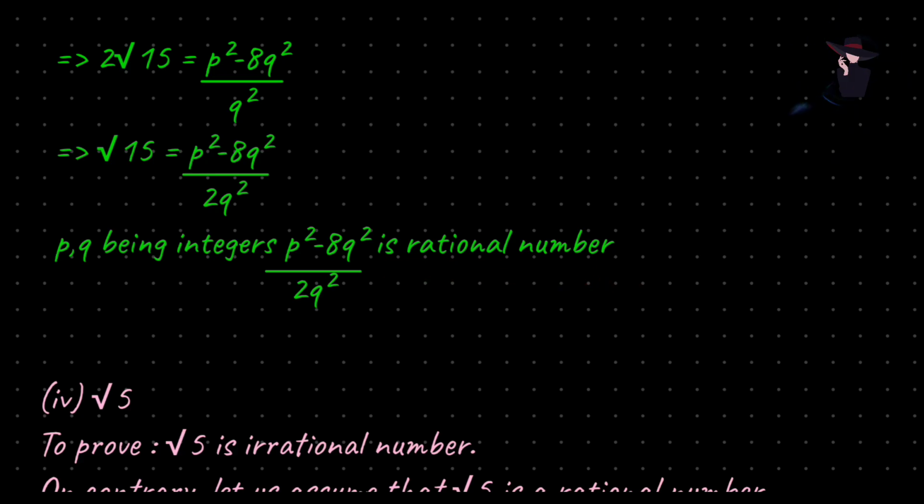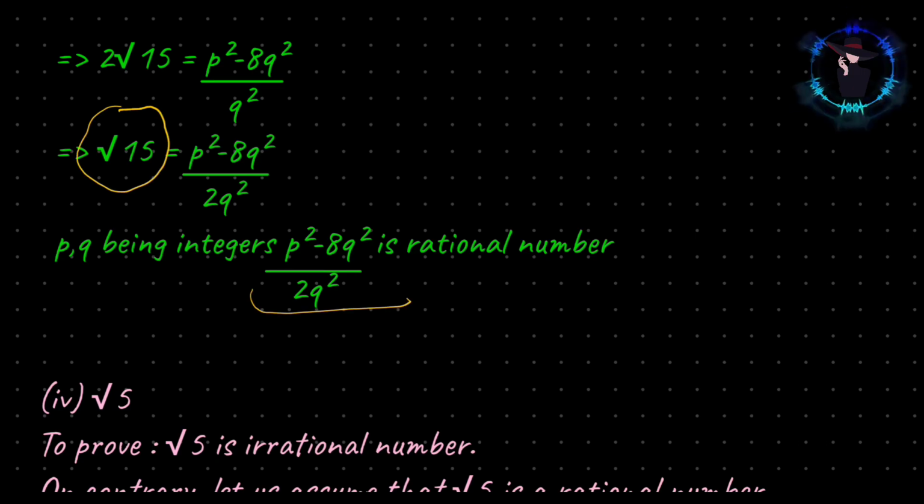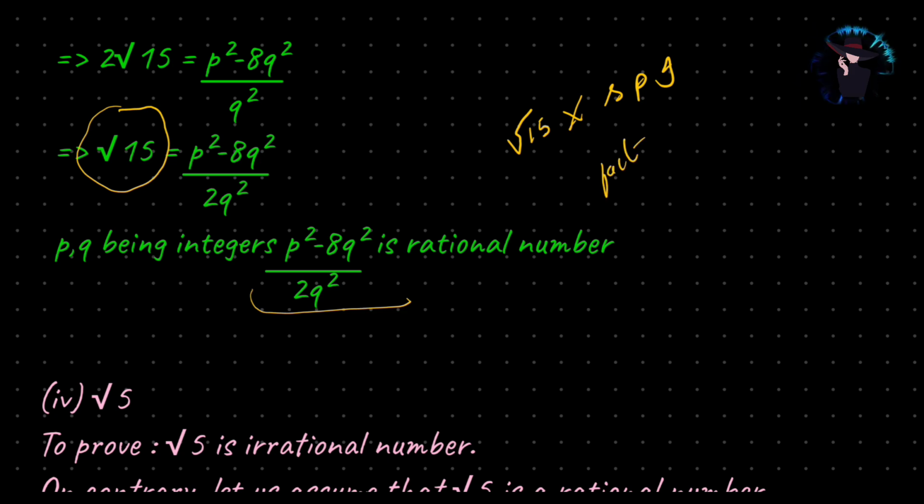But again, this is contradicting the fact that root 15 is always irrational, right? Because root 15 is not the square of any positive integer. So as it is contradicting the fact, it is irrational. So our assumption is wrong, and root 3 plus root 5 is irrational.